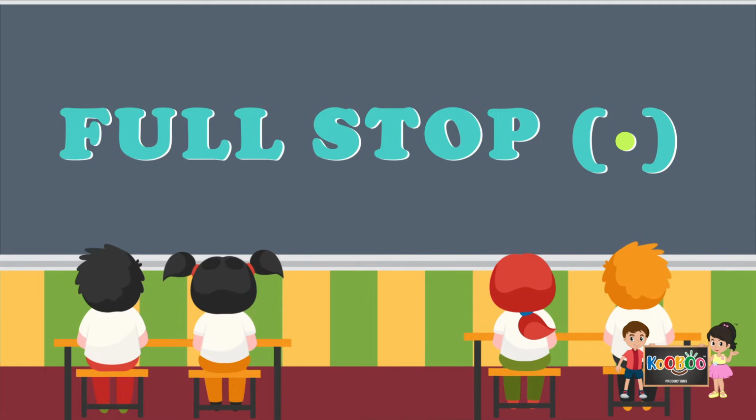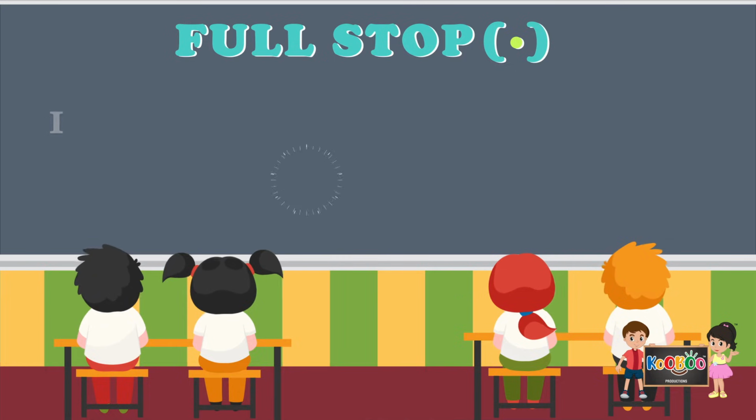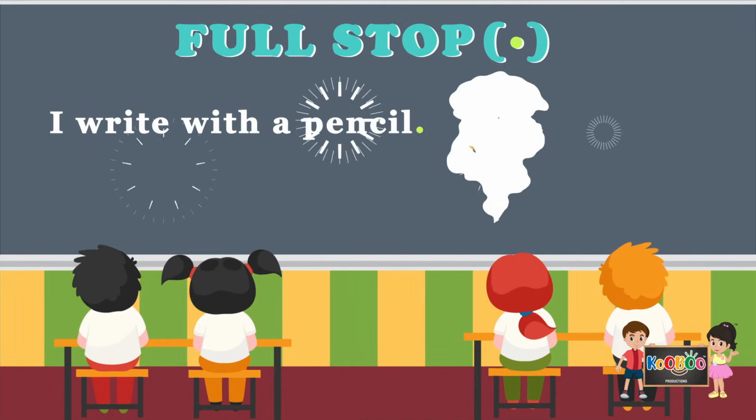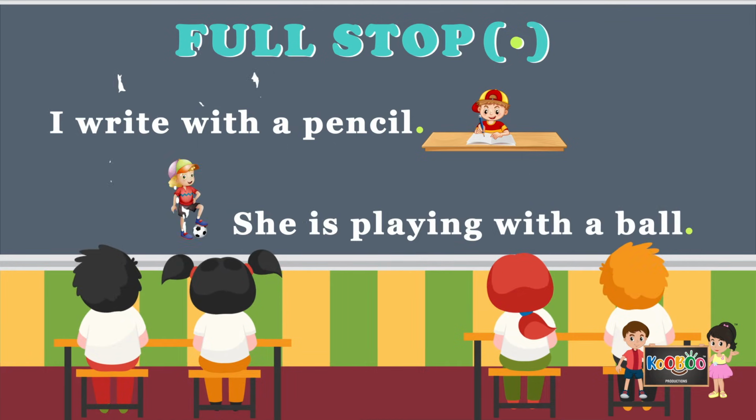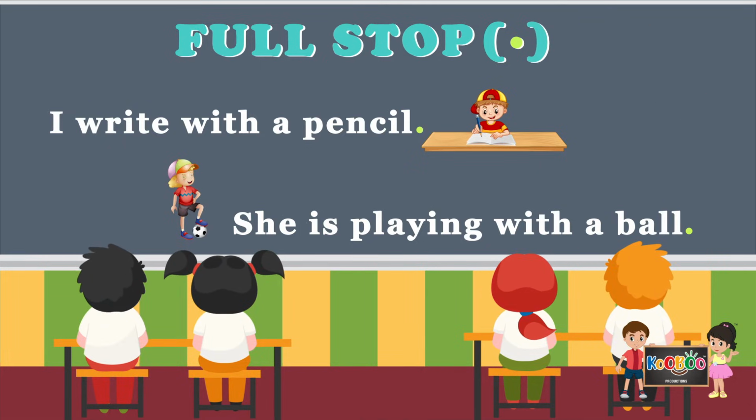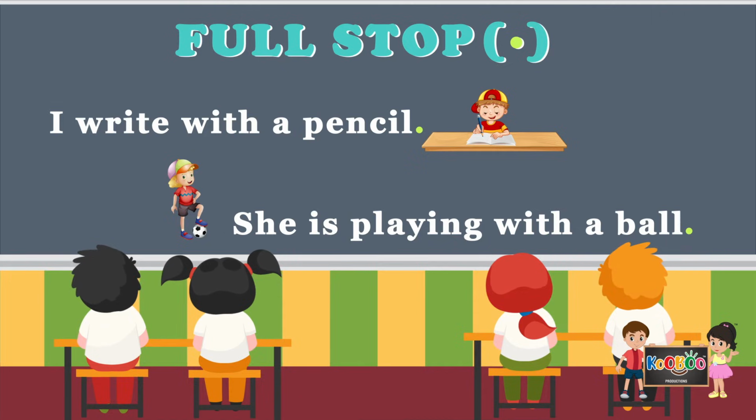Full stop. We use the full stop sign after the end of a sentence. Example, I write with a pencil. She is playing with a ball. Kids, you see, in both the sentences, we used the full stop sign after the sentence ended. Always remember that after full stop, we always start a word with a capital letter.